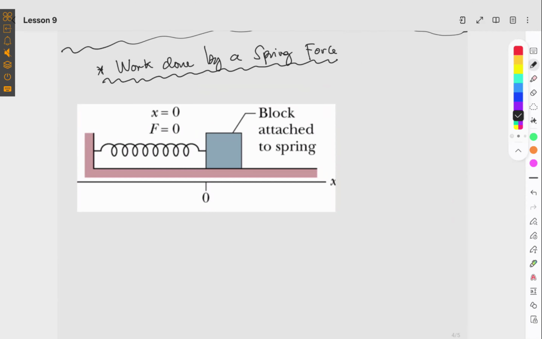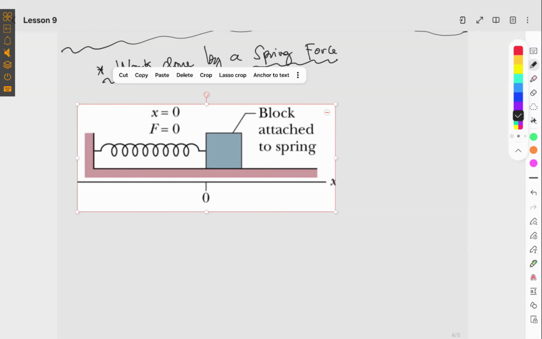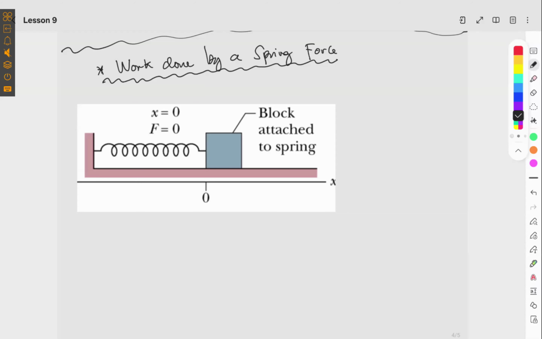Okay, that's what you call a spring. So then imagine you attach a block, and imagine you have this block over here. You're attaching this block to it. Let's suppose this is a zero position. We know the zero position or initial position, we call it the equilibrium position.